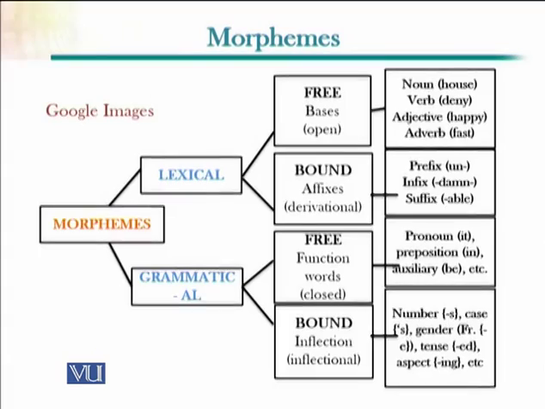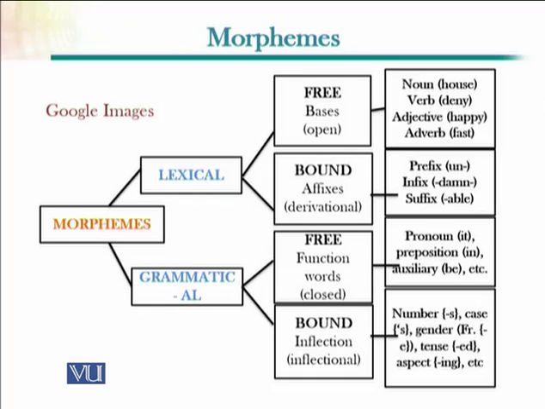In this image, you could see various kinds of morphemes and some ways to categorize those morphemes. It's different from what I have explained right now. This is another way to look at morphemes. You could divide morphemes into lexical and grammatical, and lexical morphemes could further be divided into free and bound. In free lexical morphemes, we have base words, which are open class words, including noun, verb, adjective, adverbs. And then we have bound lexical morphemes, which are affixes, derivational affixes, and this includes prefixes like un, infix like damn, or suffix like able.